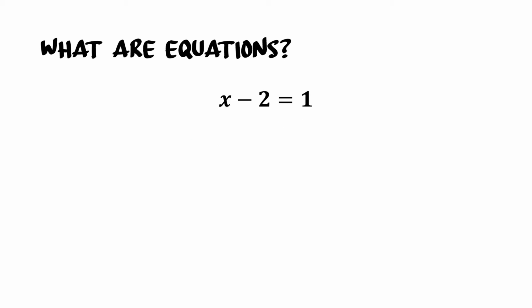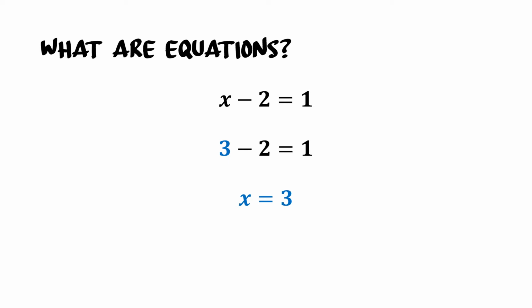Let's look at a slightly different equation now. The equal sign here tells us that the two sides must be the same value. Remember that x represents something we don't know. So let's think about this. What number, if we subtract 2, will give us 1? Hopefully you can see that this number must be 3. So that means that x equals 3.